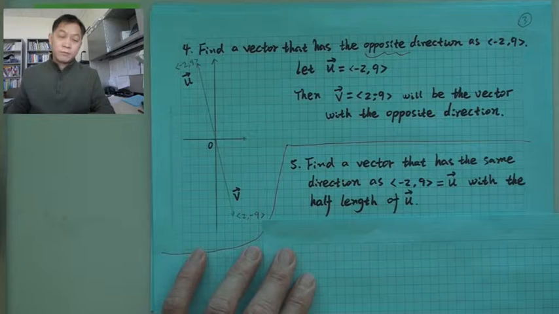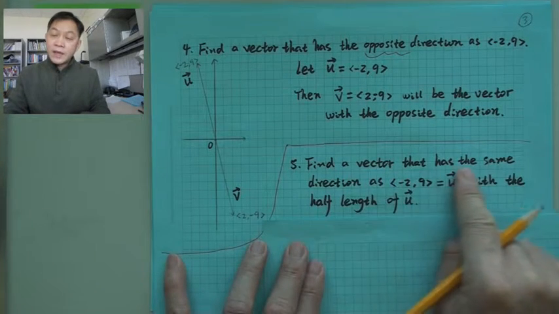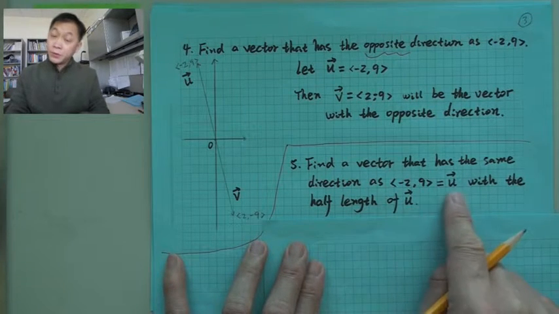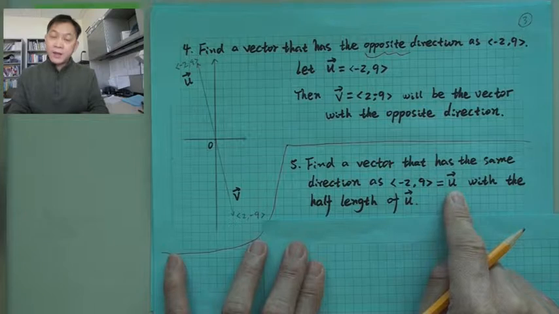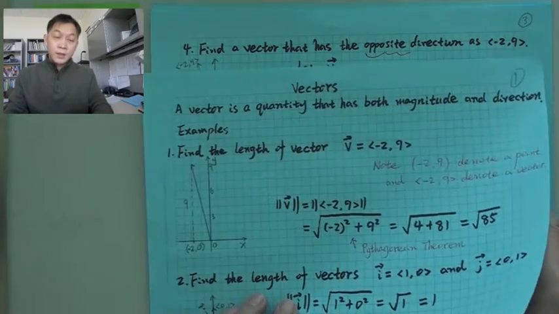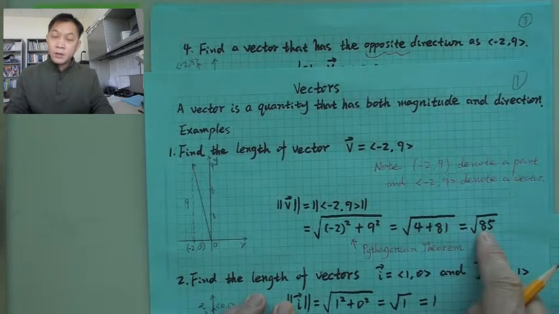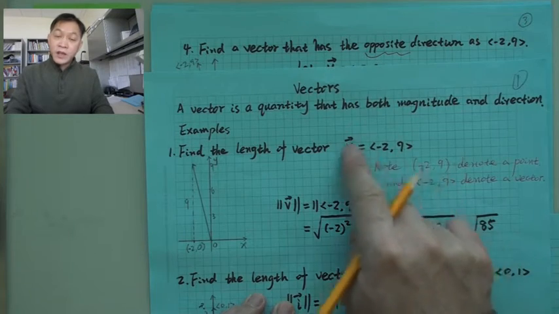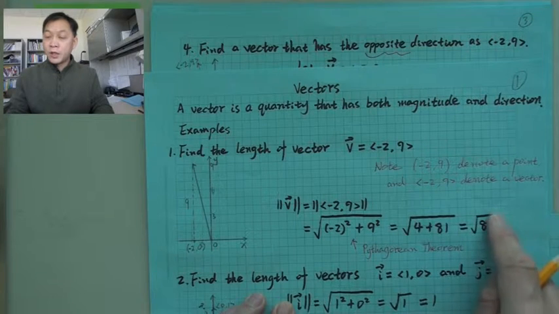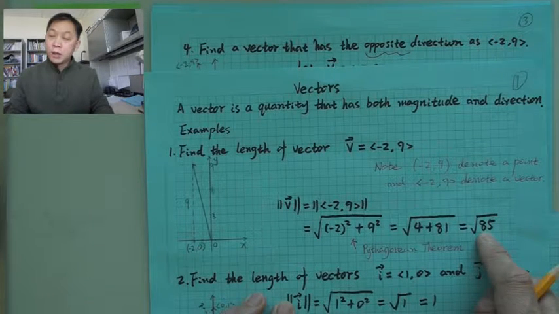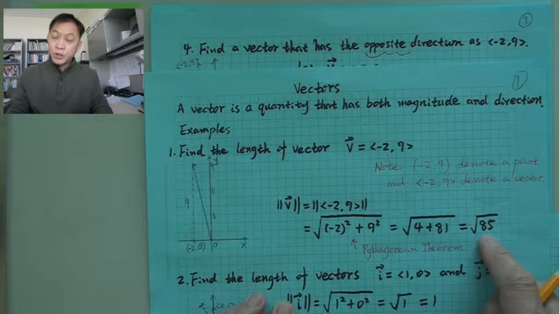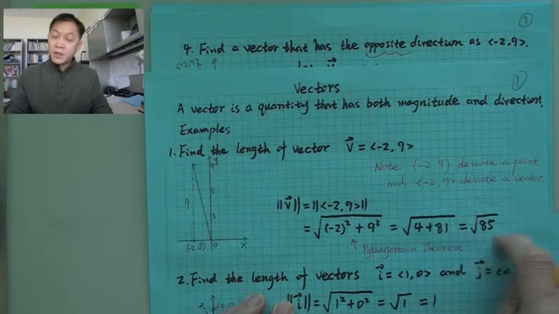Let's look at 5. 5 is to find a vector that has the same direction as this one, but with half the length of u. We know this u is the u we had at the very beginning. Now we want a vector with half of its length. Originally the length is radical 85. Now we need a vector whose length is radical 85 divided by 2.